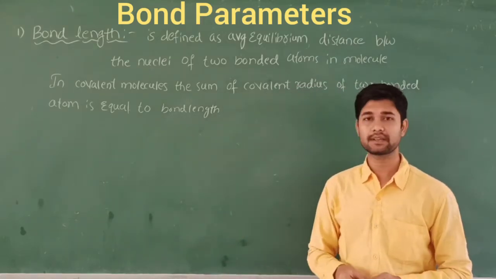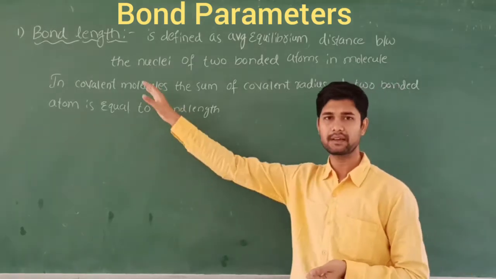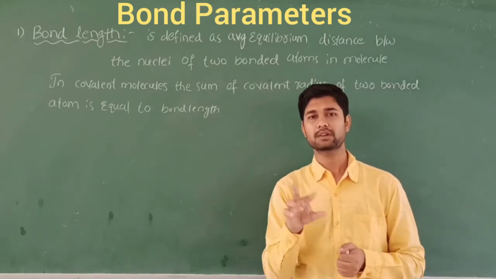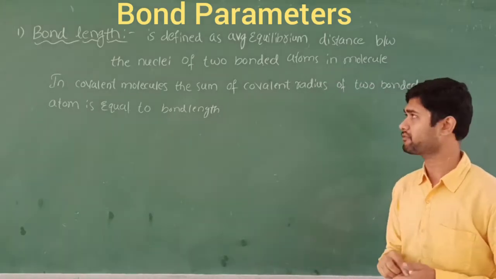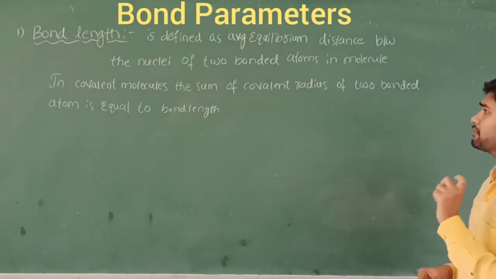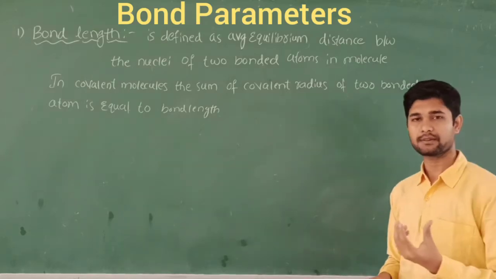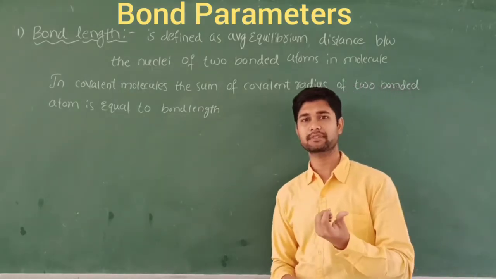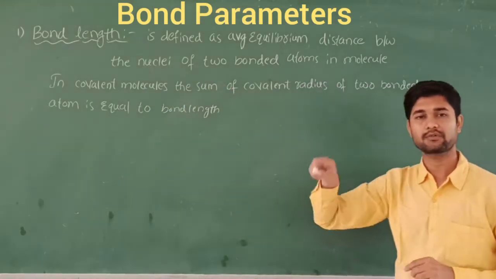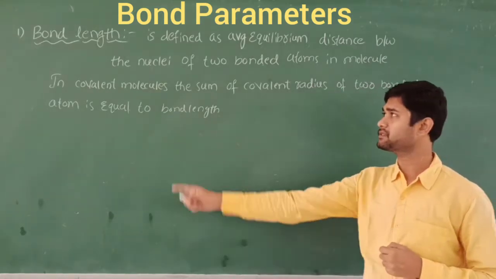We start with bond length. Bond length means length. What is the distance? In one word, bond length is nothing but the distance between the centers of the nuclei of the two atoms, right? Another definition is the average equilibrium distance between the nuclei of two bonded atoms in a molecule, or in simple words, the distance between the centers of the nuclei of the two atoms. And one more point: we are discussing the covalent bond, right? That covalent bond is characterized by this bond length.